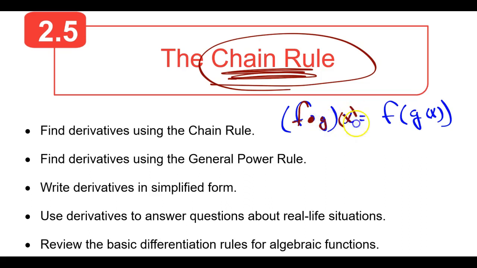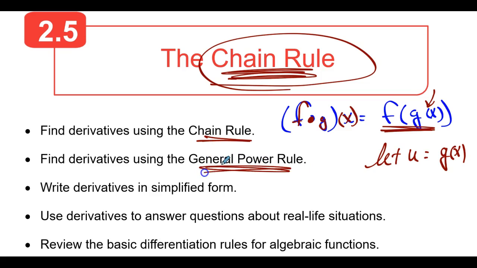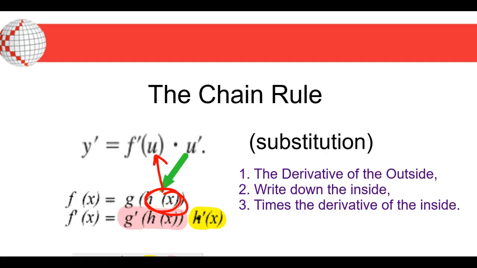And when you see this notation, you'll probably want to write it like this because there's an inside function here, and we're going to let u be that inside function, or the g at x function. So we're going to be doing the chain rule. We're going to be reviewing the general power rule. And then remember, you always want to try to simplify before you start finding the derivative. That will greatly help you.